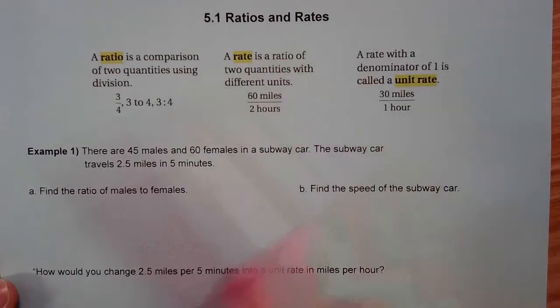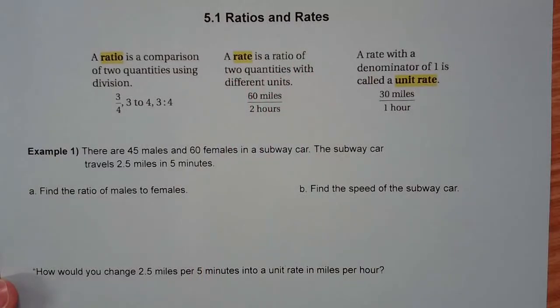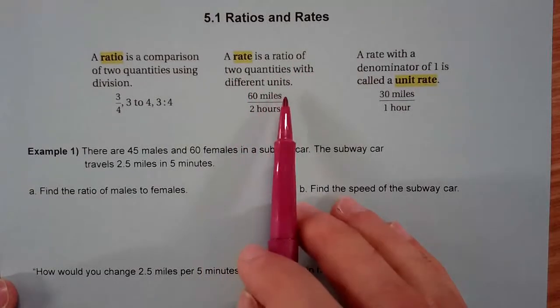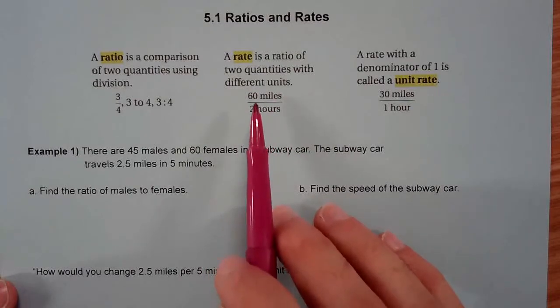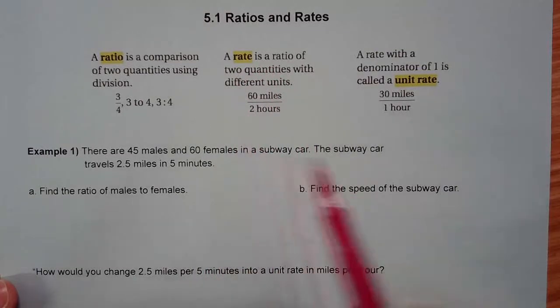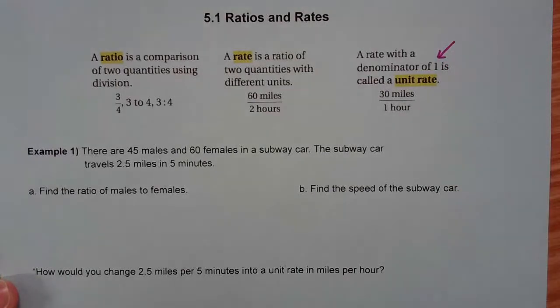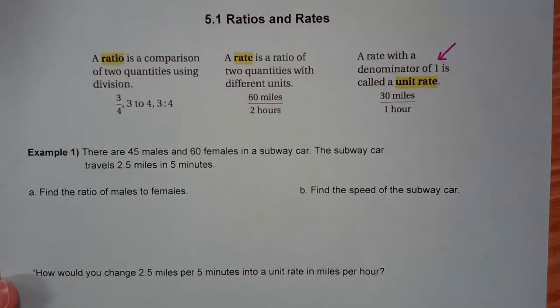A rate is a special kind of ratio. It is a ratio of two quantities with different units: 60 miles compared to 2 hours, so 60 miles per 2 hours. We can take a rate and write it as a unit rate. A unit rate is a rate with a denominator of 1. That is called a unit. It's out of 1 unit.